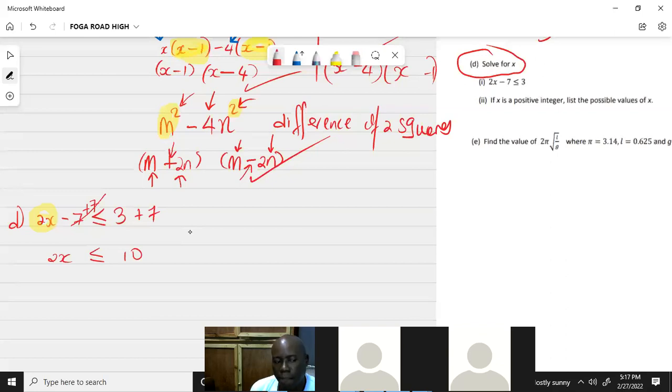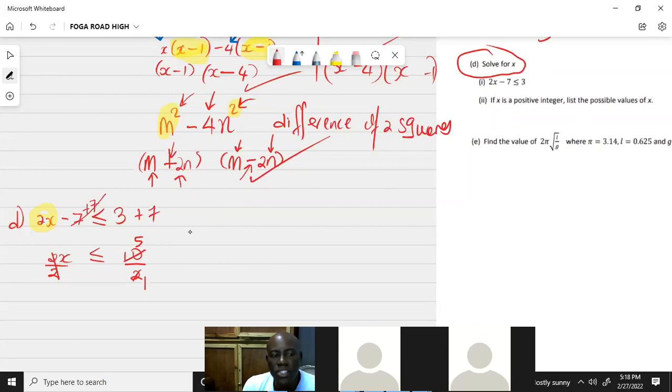2x is less than or equal to 10. Now, in order to find x, you have to divide by 2. Why? 2 is multiplying, and to cancel something that's multiplying, you divide by it. So you divide by 2 and balance the equation by dividing the other side by 2. You can see 2 into itself cancels fully, 2 into itself is 1 time, and 2 into 10 is 5.